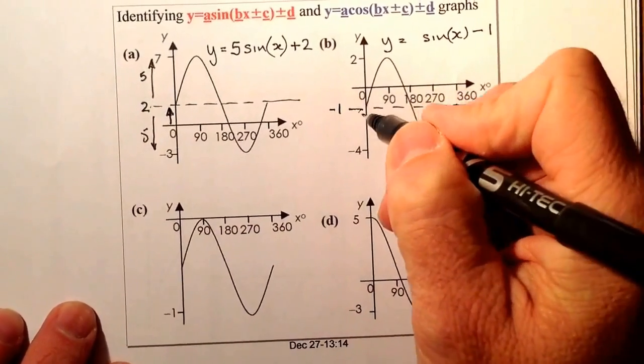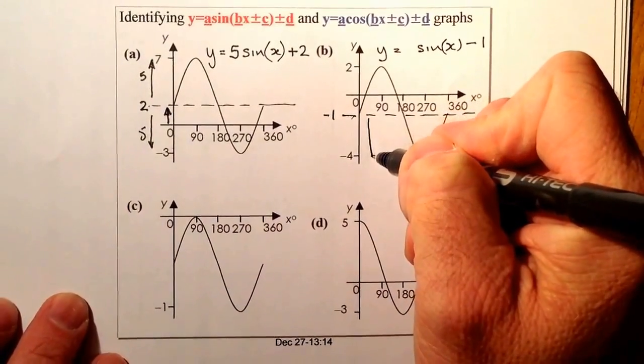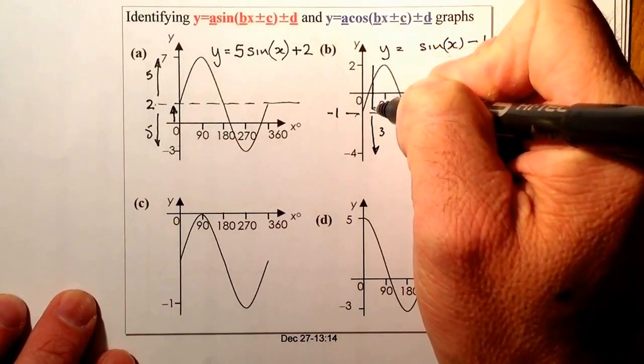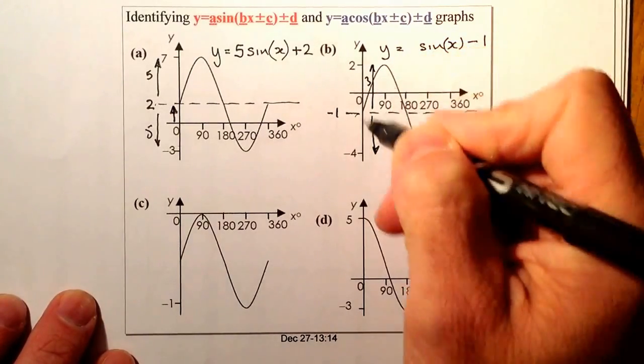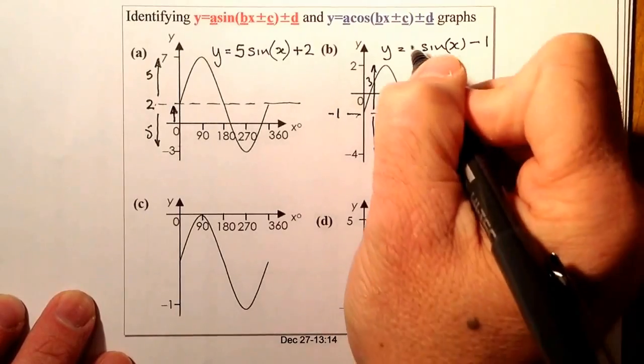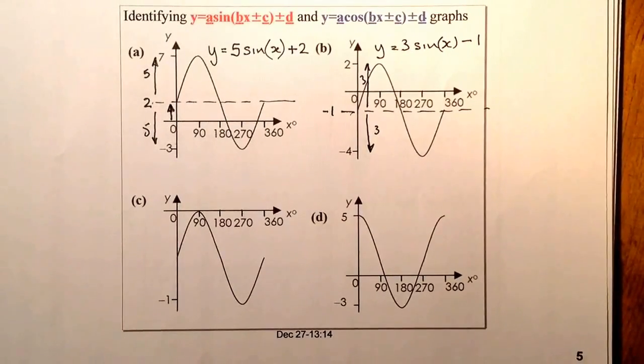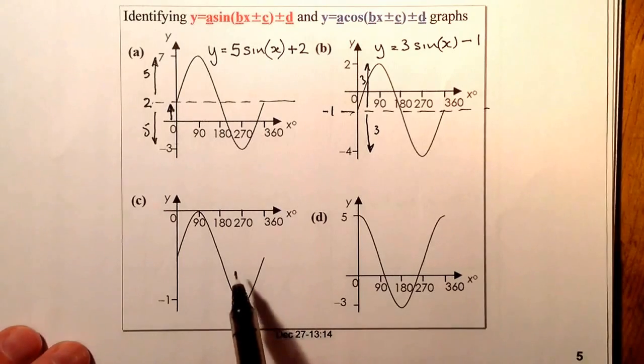I'm then going to work out from there down to here. How far is that? That's 3. From there up to there is 3 as well. So that tells me that the A value is 3. So y is equal to 3 sine x minus 1.